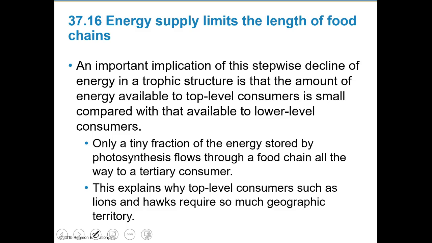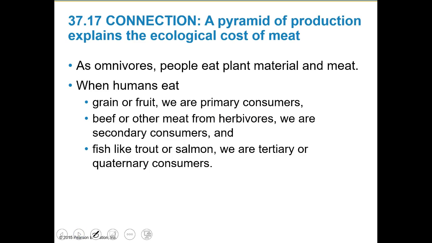So an important implication of this stepwise decline of energy in trophic structure is that the amount of energy available for top-level consumers is small compared to what's available for low-level consumers. So only a tiny fraction of the energy stored by photosynthesis flows through a food chain all the way to a tertiary consumer. So this explains why top-level consumers such as lions and hawks require so much geographic territory, because they've got to get a lot of energy. They're only getting a little bit.